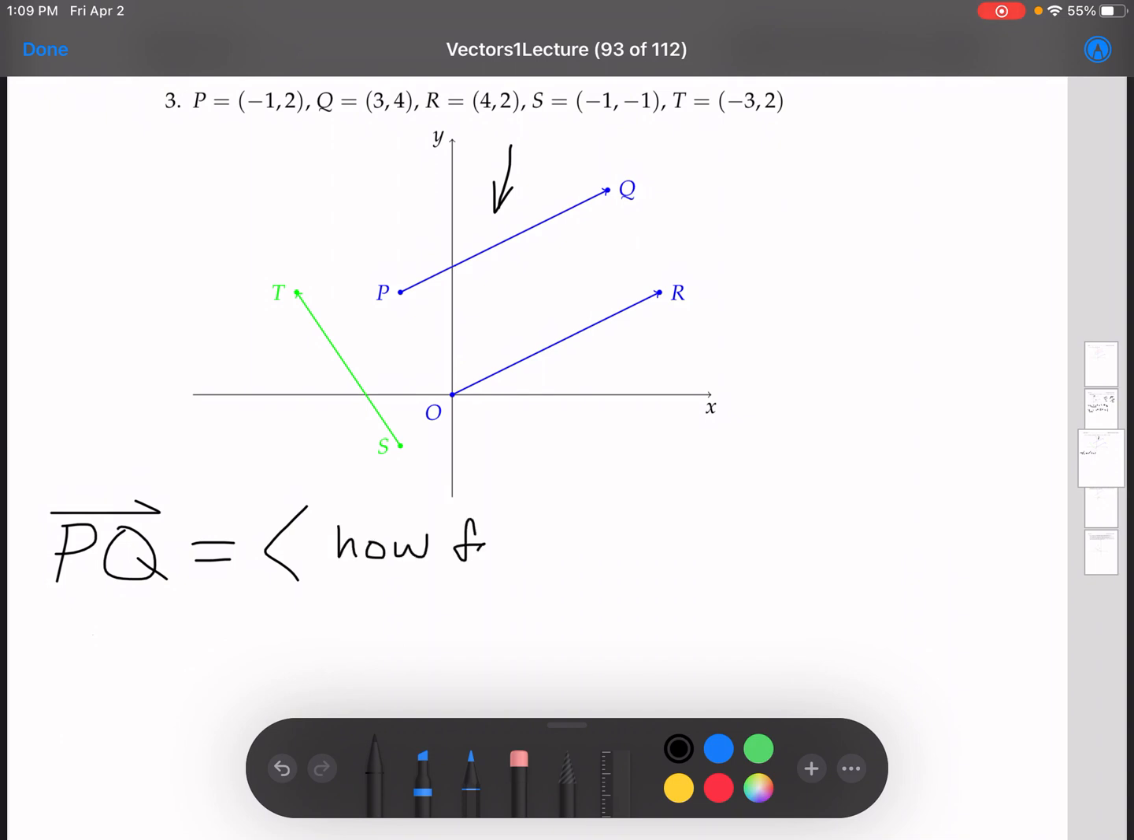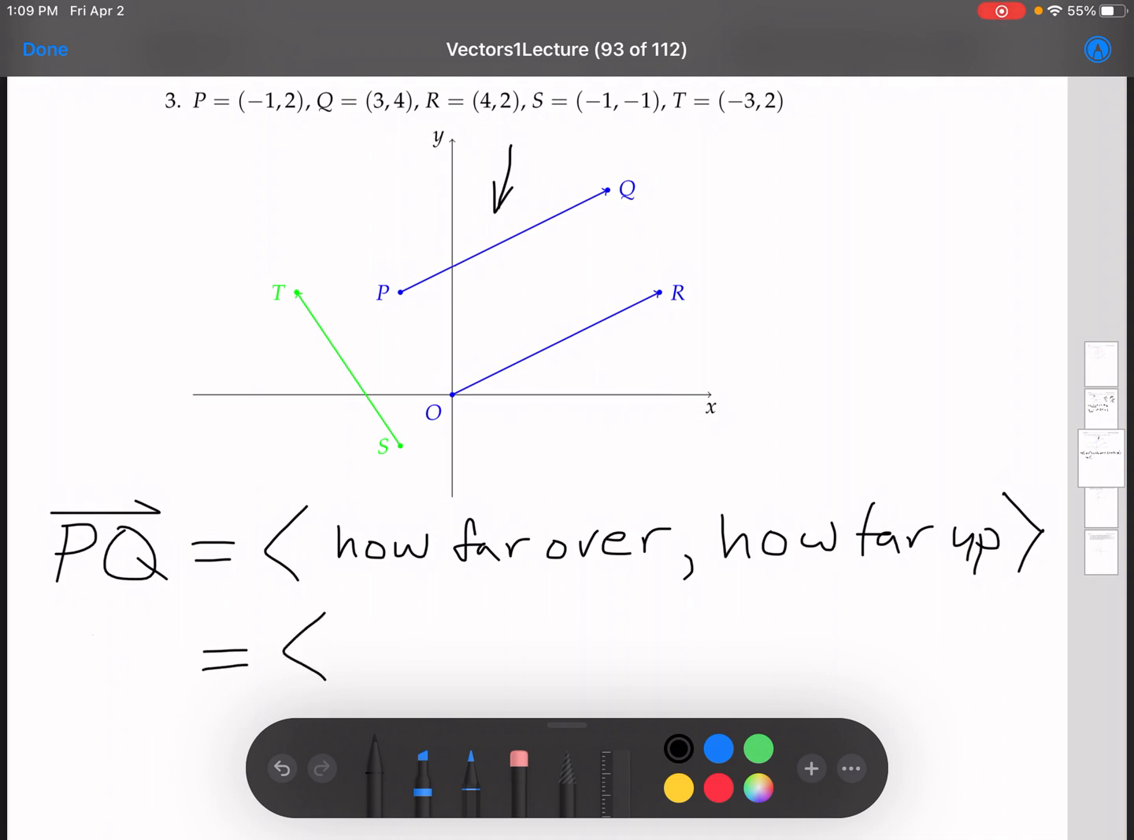far over in the x direction to get from P to Q, and how far up. How far up in the y direction to get from P to Q.